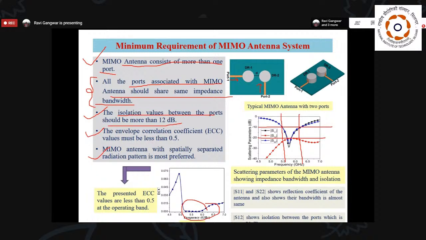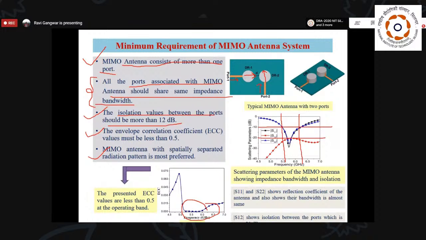And the last point is that MIMO antennas with spatially separated radiation patterns are most preferred, because spatially separated means the correlation is very small. Here you can see that we have orthogonal excitation. If we look at the field distribution, we get the HEM11 delta mode in both the DRAs, and both fields are orthogonal to each other.